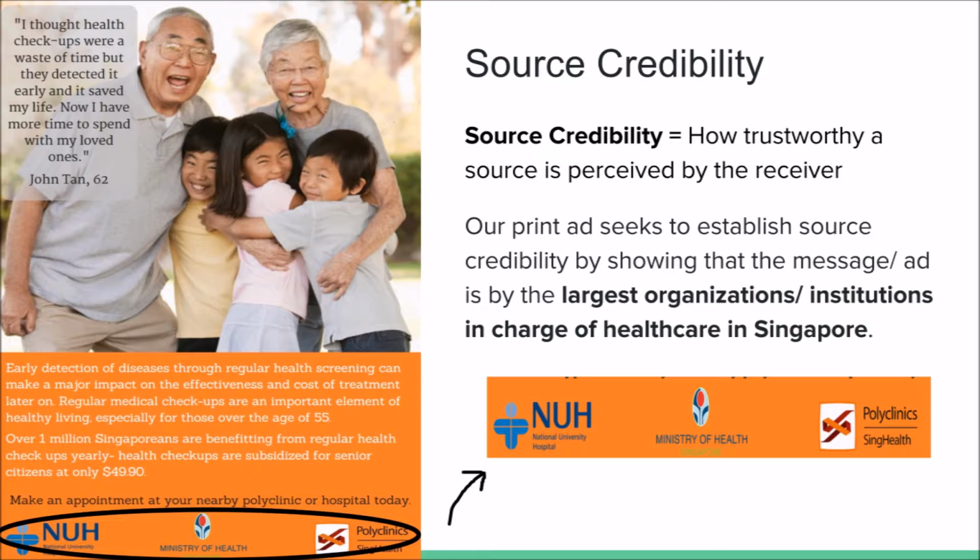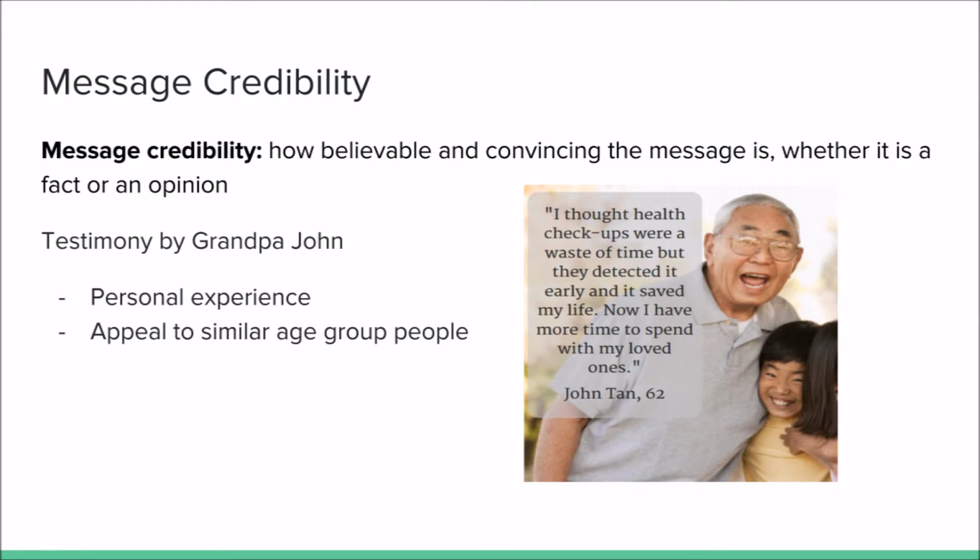Our print ad seeks to establish source credibility by showing how believable and trustworthy the source is perceived by the receiver, as shown by the logos below our print ad. Testimony by Grandpa John demonstrates the credibility of the message in terms of testimonial assertions. As it is shared from personal experience by Grandpa John, it appeals to similar age group people, those elderly who also face similar health risks.